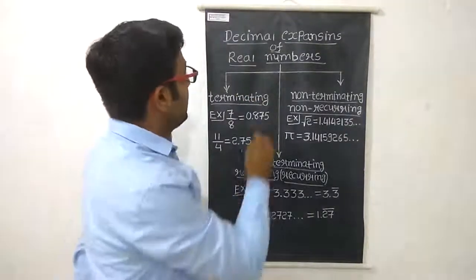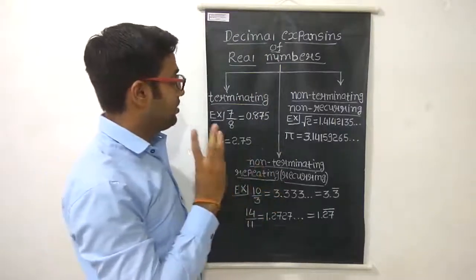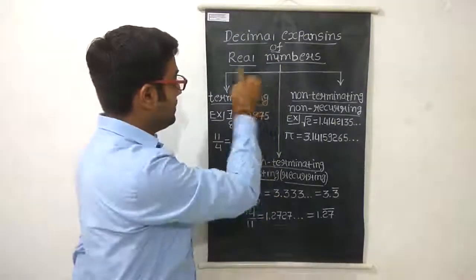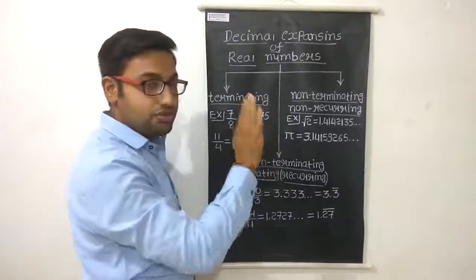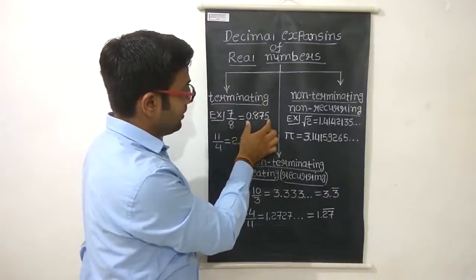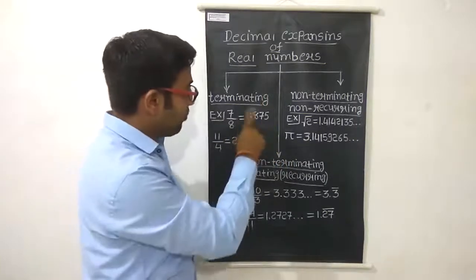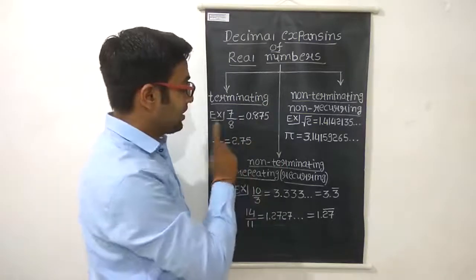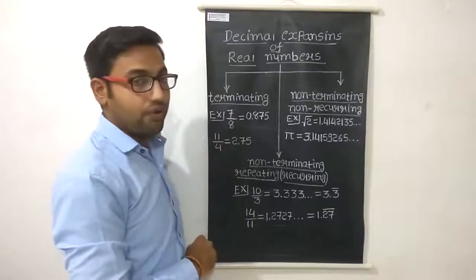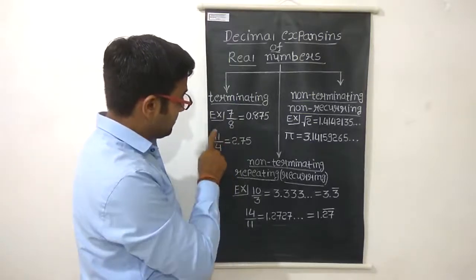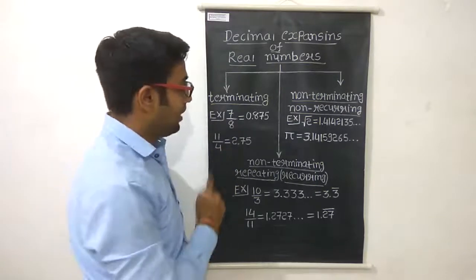So decimal expansions of real numbers are of three types. First one is terminating. Terminating means the remainder becomes 0 and the quotient we get is a number like 0.875. There is no bar on the number, which means no digit is repeating, right? Second example is 11 upon 4. The decimal expansion of 11 upon 4 is 2.75, right?